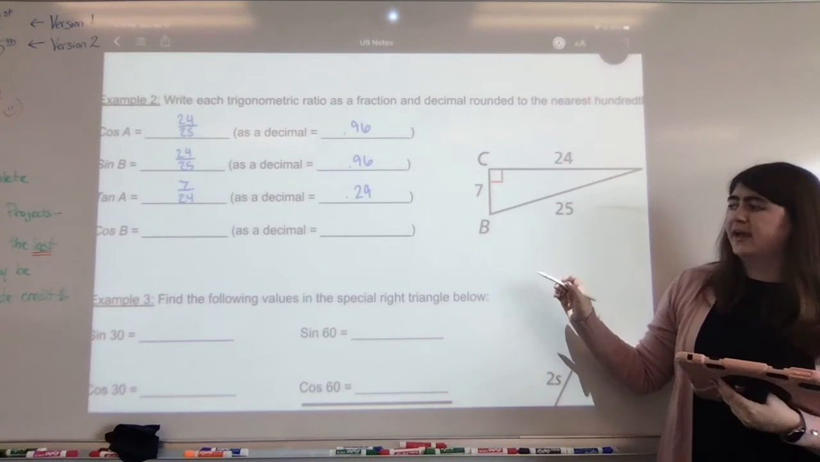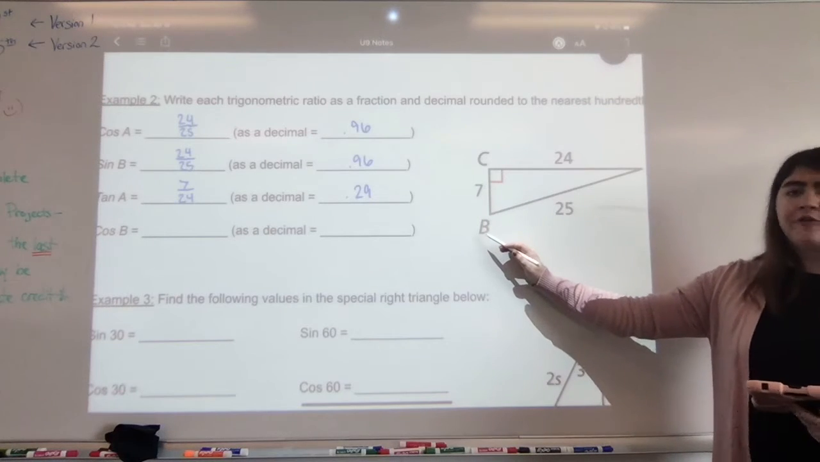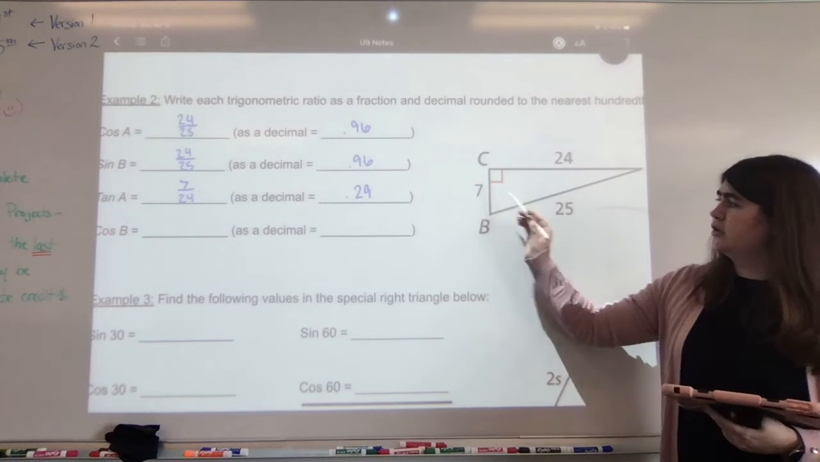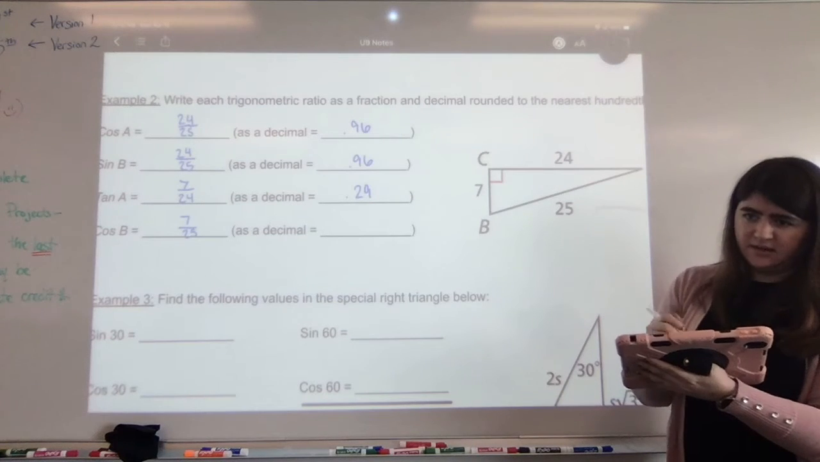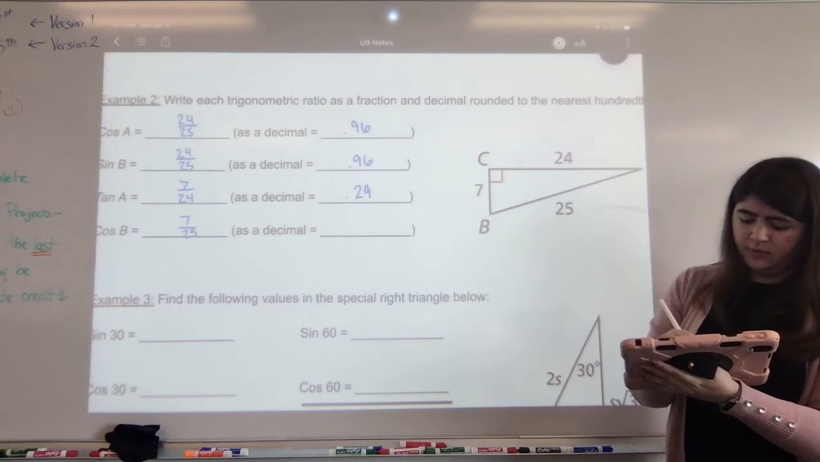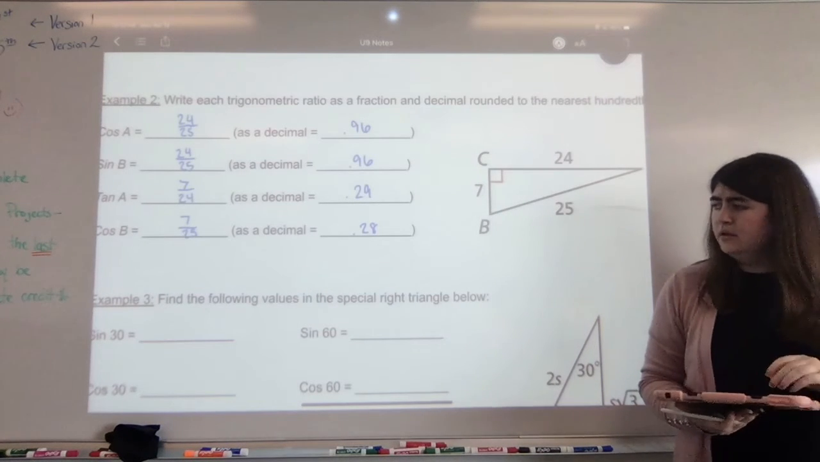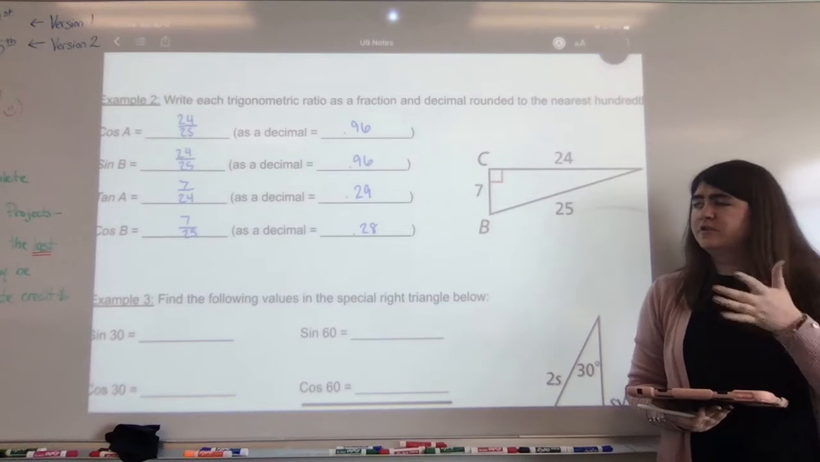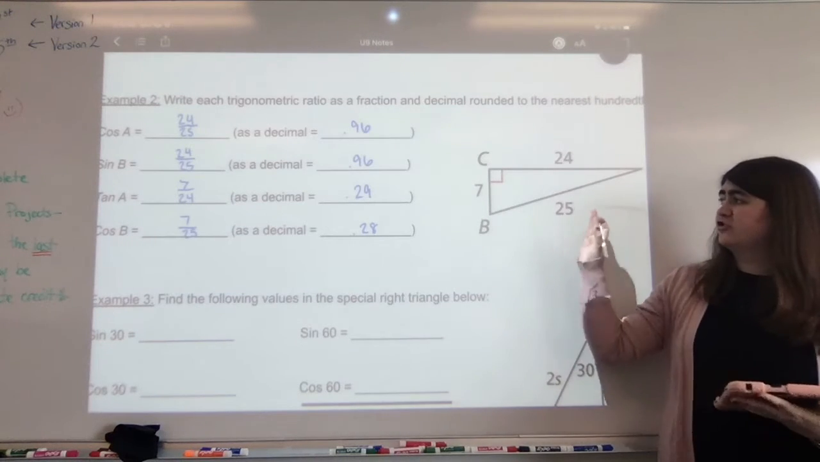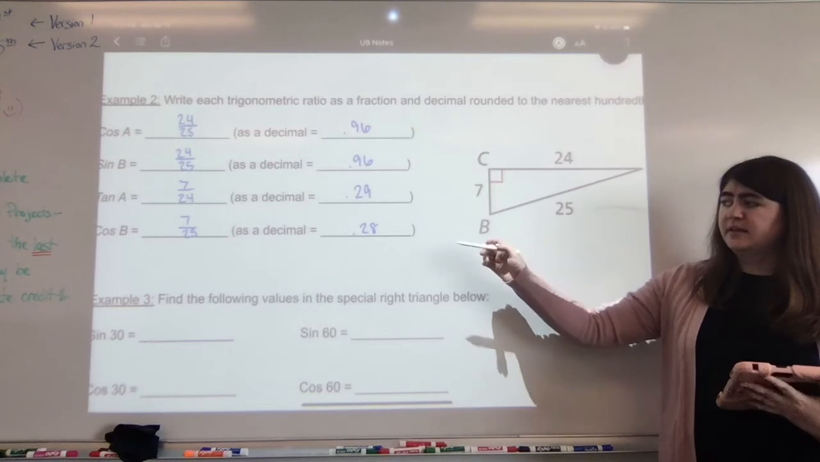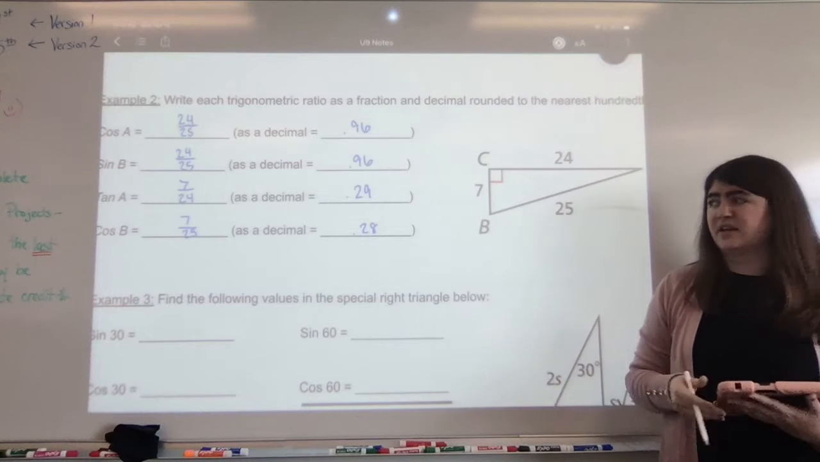Then I have the cosine of angle B. Cosine is CAH, adjacent over hypotenuse. So I have 7 over 25, which as a decimal, and this one is exact, it's 0.28. All right. So those are some examples where we're using sine, cosine, and tangent on a triangle to solve for our ratio, both as a fraction and as a decimal.